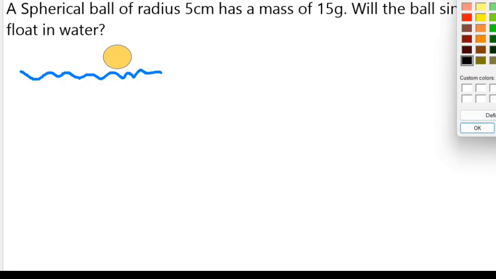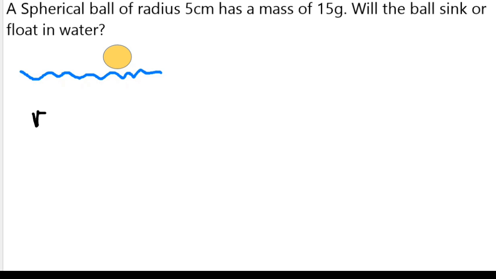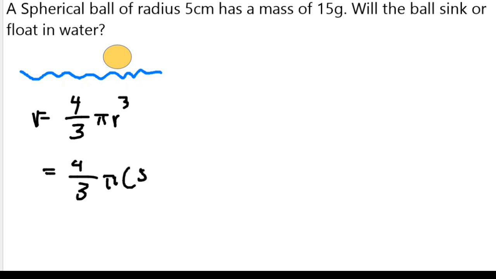A spherical ball of radius 5 cm has a mass of 15 grams. Will the ball sink or float in water? So we already discussed this earlier. If it is greater than the density of the water, then it will sink. If it's less than the density of the water, it will just basically float. So what we're going to do here is just calculate its density and then compare it to water.